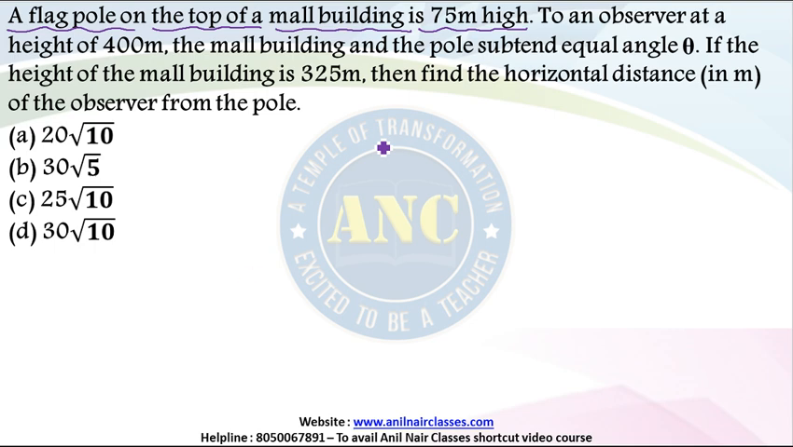Okay, next. Let me represent it here. There is a mall building, right? I will represent this mall building as AB. On the top of this mall building, there is a flagpole. I will represent this flagpole as AF, for example. The height of this flagpole is given as 75 meters.